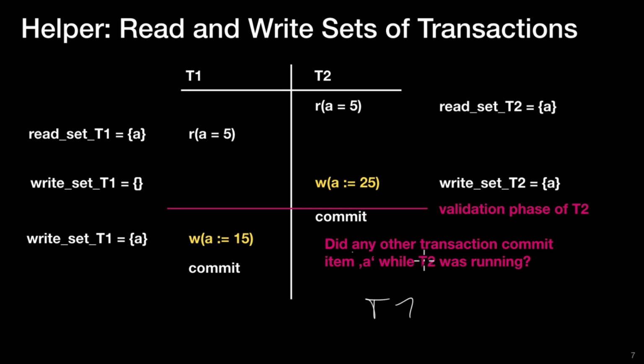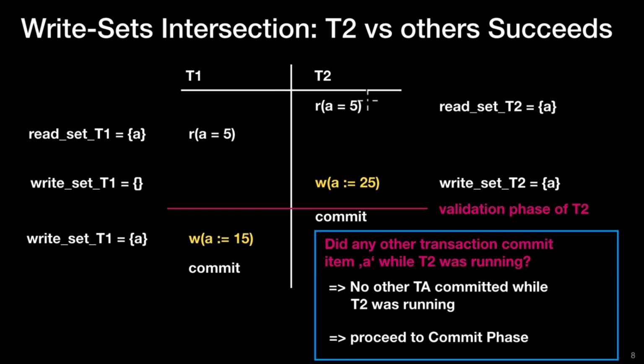So the validation phase is pretty easy. We know there is no conflict. There was no version created in the database while T2 was running. Nothing was changed. T2 at this point in time still sees the database as of the time when T2 started. That's an easy case, so we don't have to do anything here. This means we can proceed.